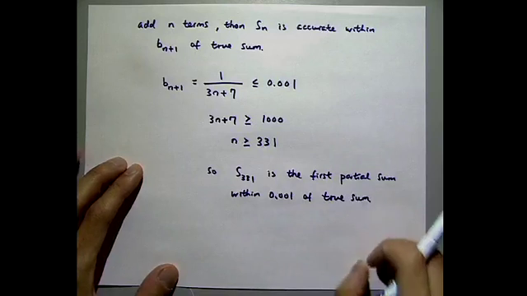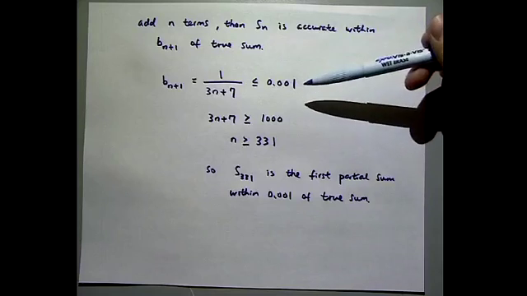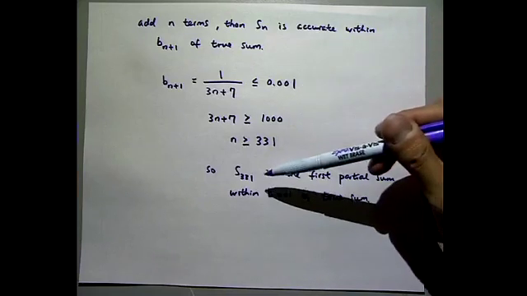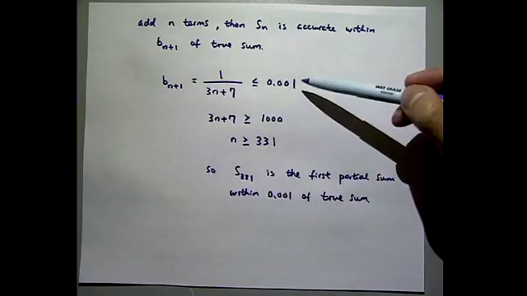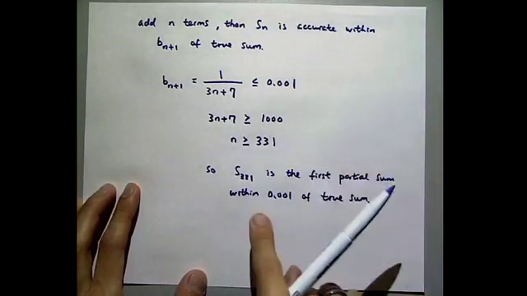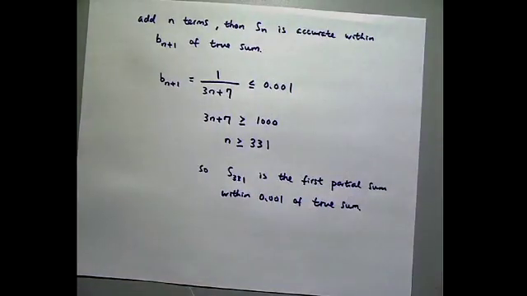In other words, S331 is the first one that's going to be within that accuracy I specified. If I go any more than that, then it'll be closer and closer to the true sum, and it'll have smaller error than that. But I need to go, bare minimum, up to the 331st partial sum.